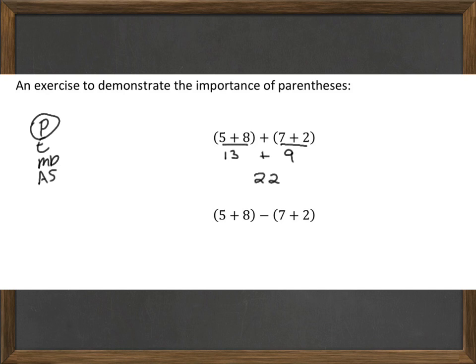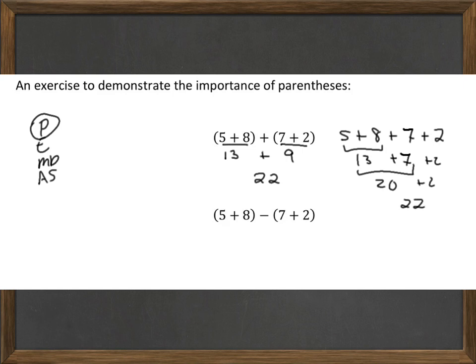Let's say, however, that I did this without the parentheses. In other words, it's just 5 plus 8 plus 7 plus 2. If I did it in a different order, I would have 5 plus 8, which is 13. 13 plus 7 is 20. And then 20 plus 2 is 22. So how come in both of these examples I got the same result even though I did things in a different order? Well, the answer is that everything is connected through addition.